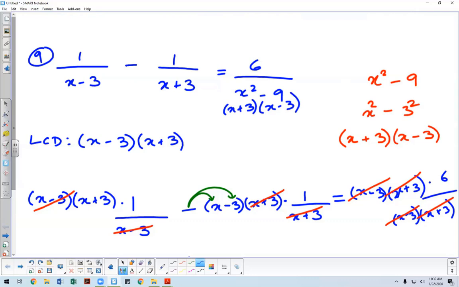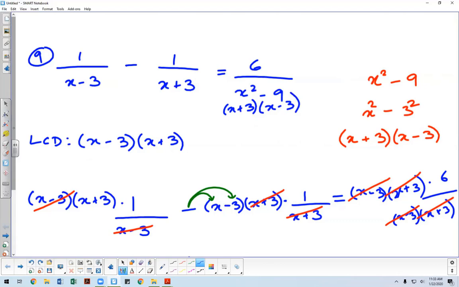Now think about this right-hand side. If I use positive 3, 3 squared still gives me 9, right? 9 minus 9 will be 0. If I use negative 3 for my x, negative 3 times negative 3 becomes positive 9. Positive 9 minus 9 will still end up giving me 0, right? So both positive 3 and negative 3 are going to make my denominator 0, which means my x cannot be those two numbers.